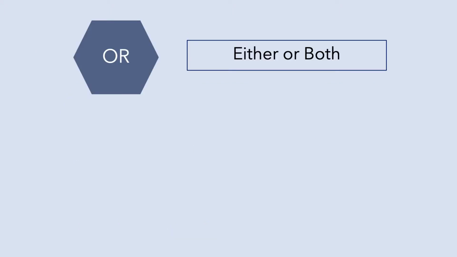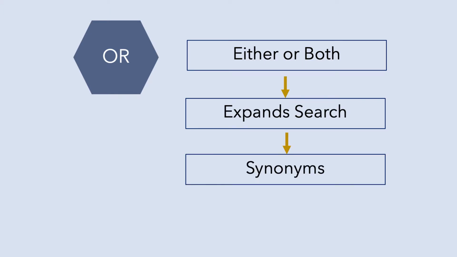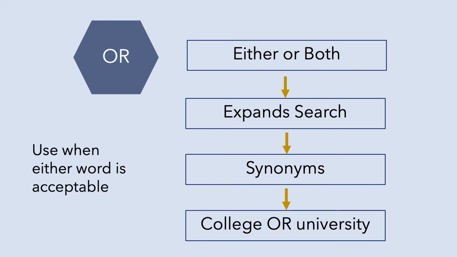When you use the word or, you're telling the database you'll accept either or both of the words. This expands your search and is useful when one of your main concepts has synonyms, for example, college or university. You'll use this when either word is acceptable.